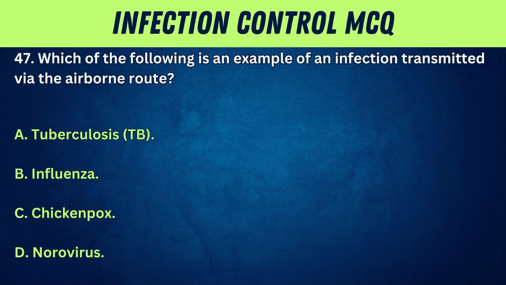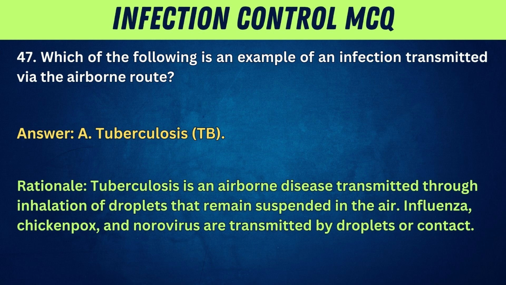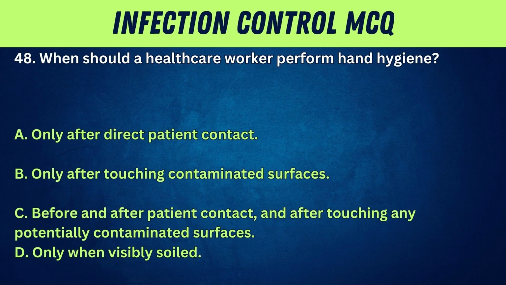47. Which of the following is an example of an infection transmitted via the airborne route? A. Tuberculosis, TB. B. Influenza. C. Chickenpox. D. Norovirus. Answer: A. Tuberculosis, TB. Rationale: tuberculosis is an airborne disease transmitted through inhalation of droplets that remain suspended in the air. Influenza, chickenpox, and norovirus are transmitted by droplets or contact.